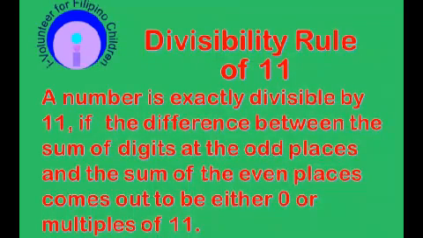Divisibility rule of 11. A number is exactly divisible by 11 if the difference between the sum of the digits at the odd places and the sum of the even places comes out to be either 0 or multiples of 11.